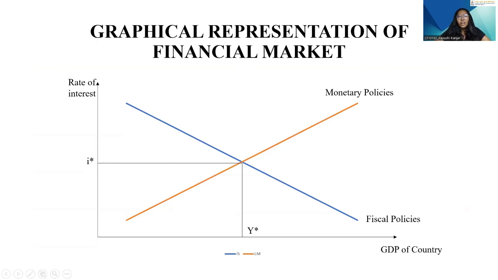So this is a general graphical representation of financial market. Here the graph is plotted between the rate of interest and the GDP of a country. And the point of intersection between the monetary policy and the fiscal policy gives you the equilibrium rate of interest, I star, and the equilibrium GDP of the country, that is Y star. And the monetary policy is denoted by LM curve, and the fiscal policies is denoted by IS curve.